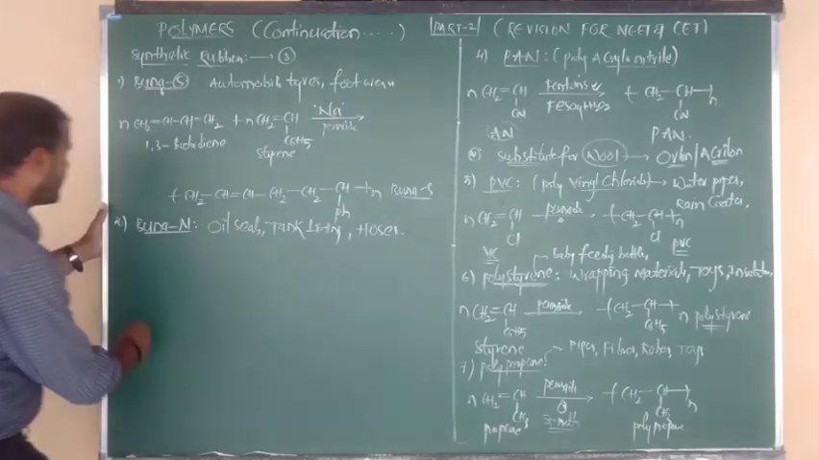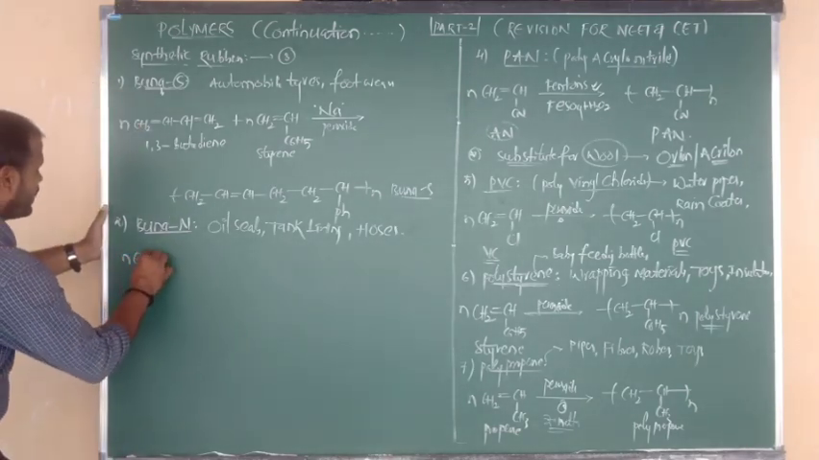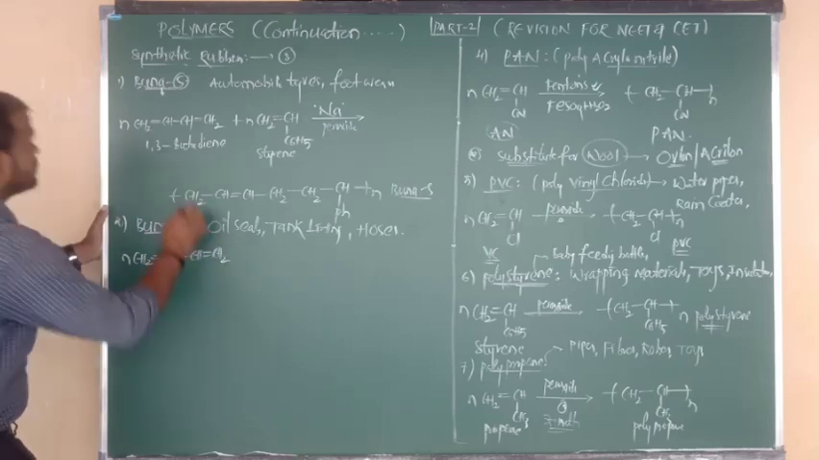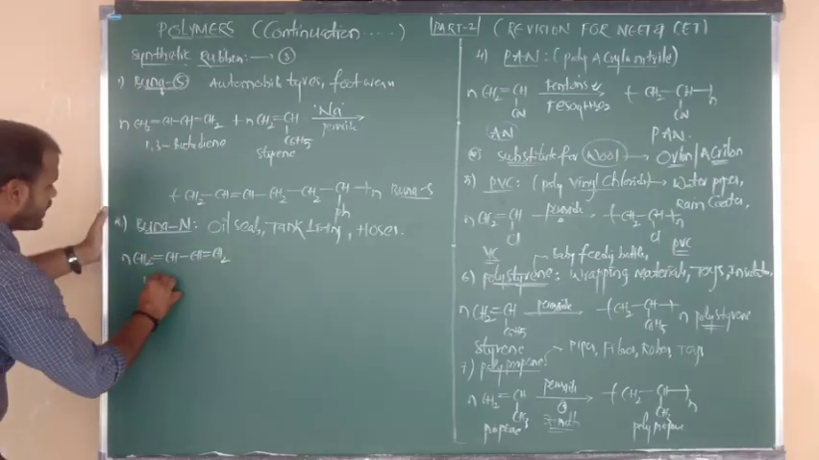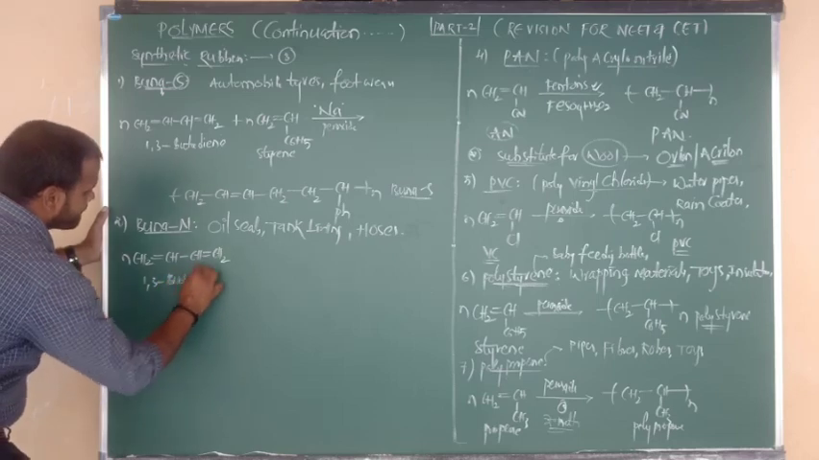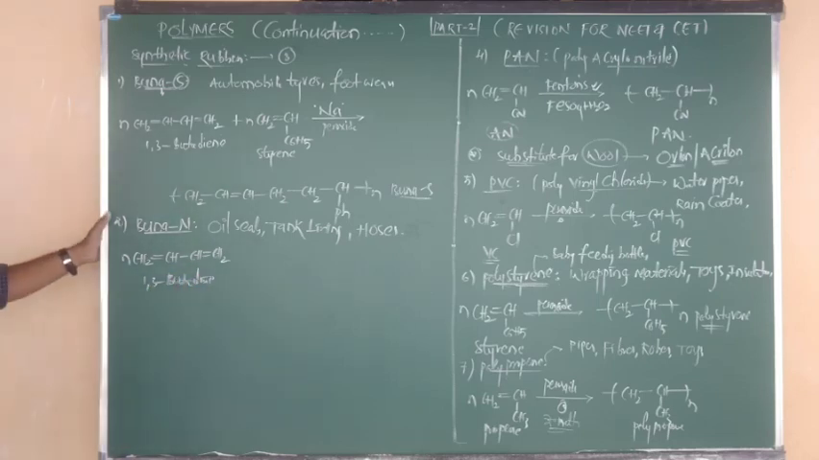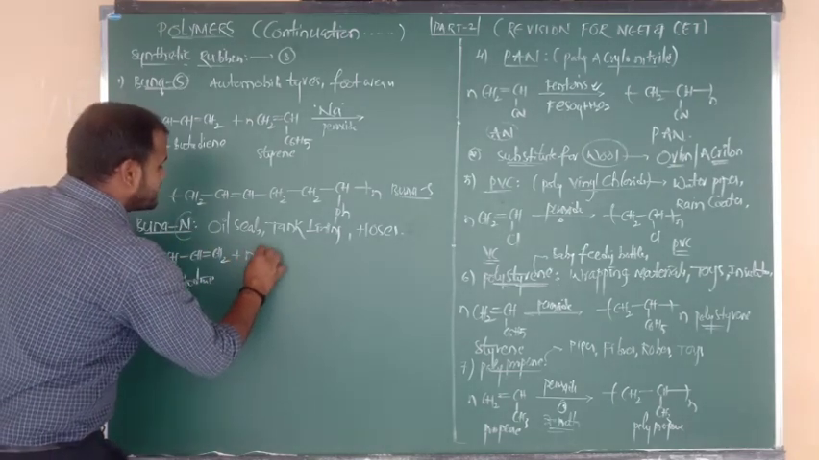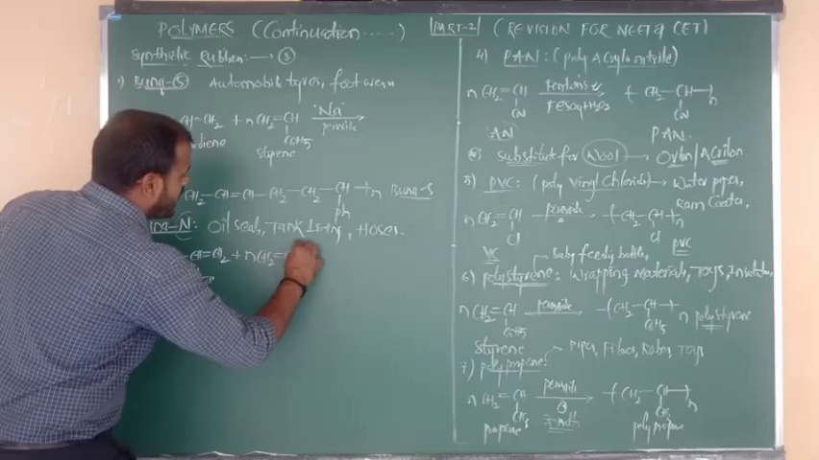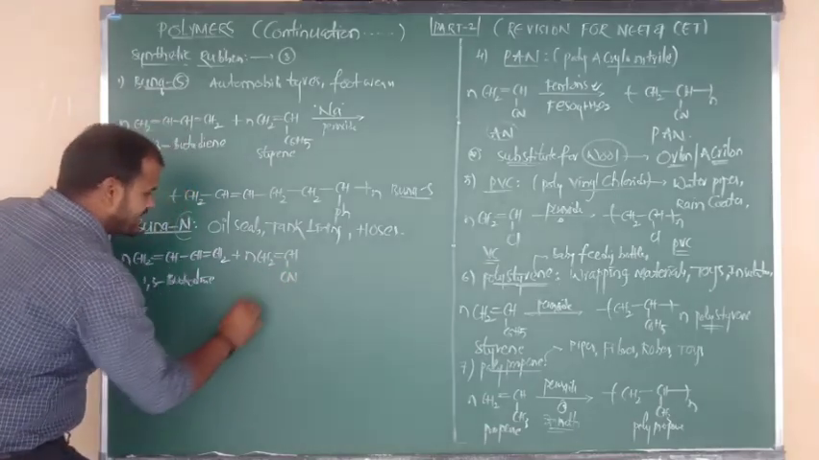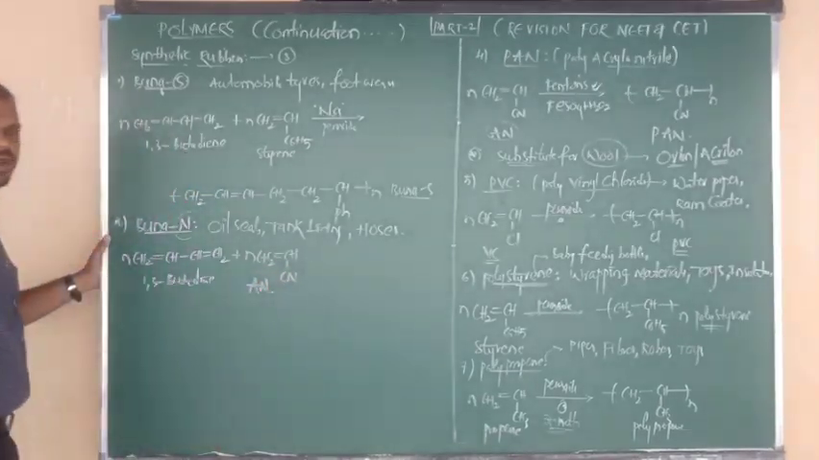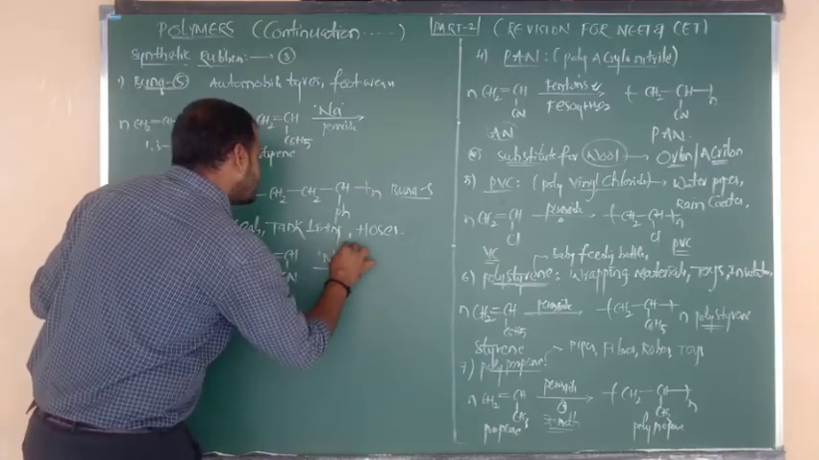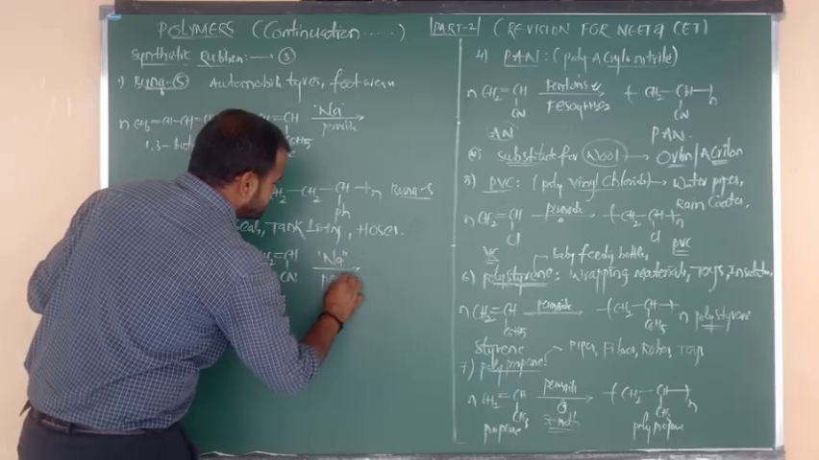Buna N rubber. The first monomer is CH2=CH-CH=CH2. This is nothing but 1,3-butadiene. It undergoes addition with N. N indicates another monomer, that is CH2=CH with CN below the plane. This is called acrylonitrile. Again same thing, they undergo addition polymerization in the presence of sodium or peroxide.